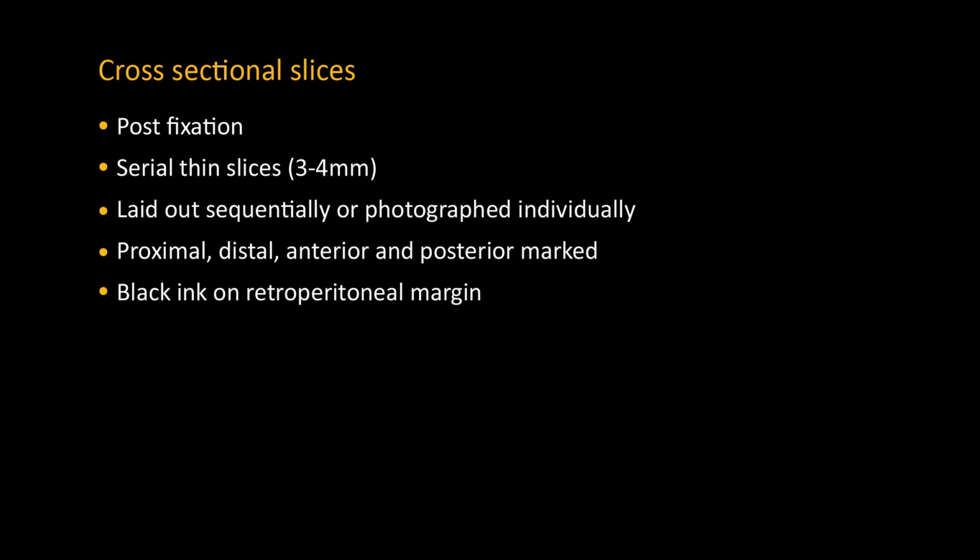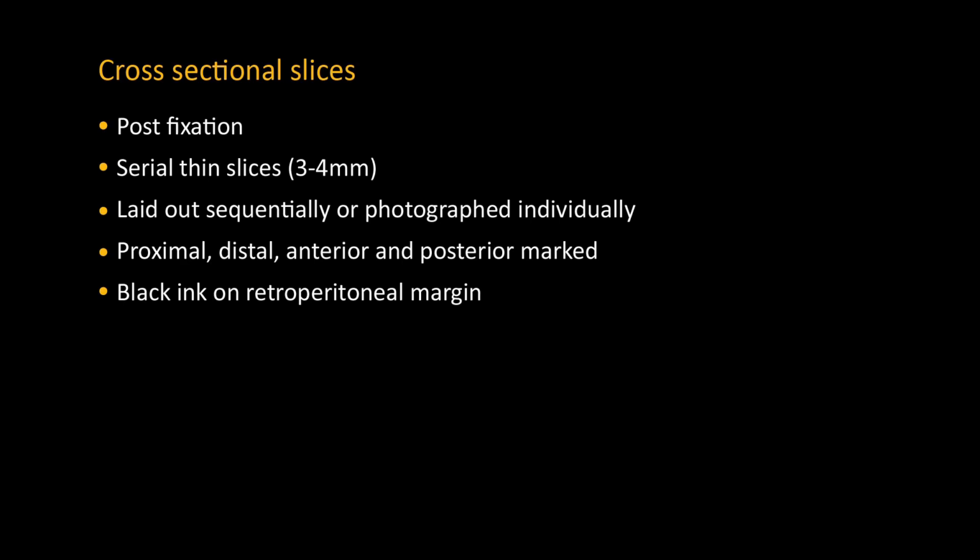So we want to look at cross-sectional slices as well. These are always taken post-fixation during dissection when we're making serial thin slices, about 3 to 4 millimetres wide. So you do the thin slices through the area of the tumour, you lay them out sequentially and photograph them all together, and then the slices of the tumour can be photographed individually.